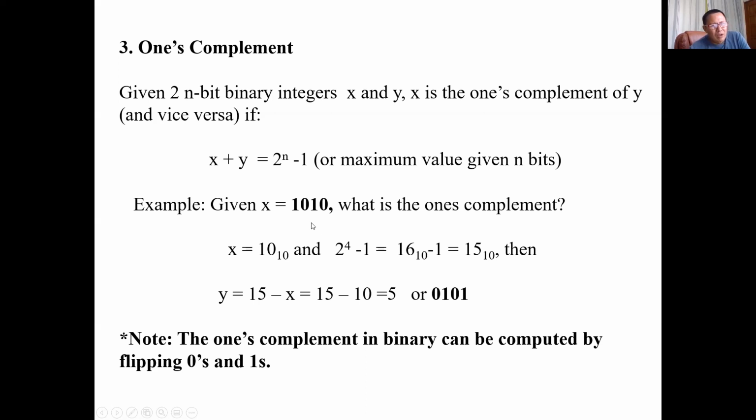So for example, what is the 1's complement of 7? It's 1. Why? Because 7 plus 1 is 8. I'm sorry, it's 0, since 7 is our maximum value. I'm very sorry. So 10 and 5 are 1's complement because when added together, they form a power of 2 minus 1. Do you follow? Do you get my point?